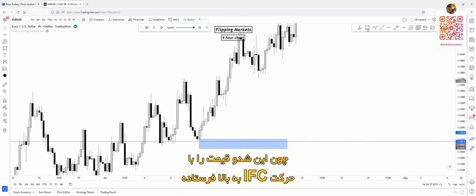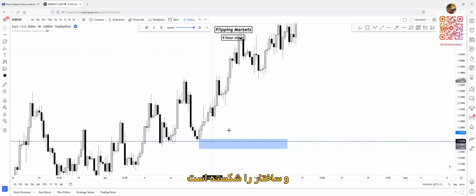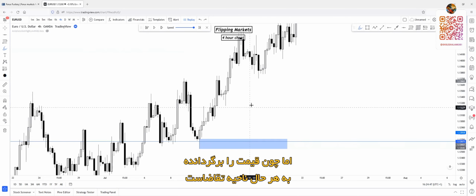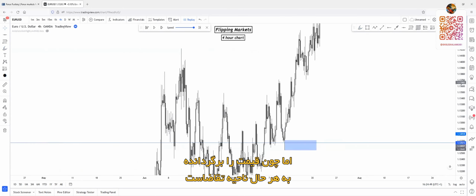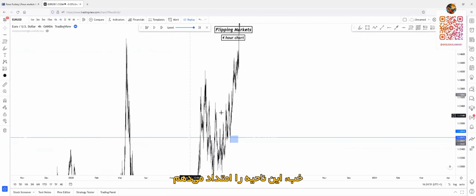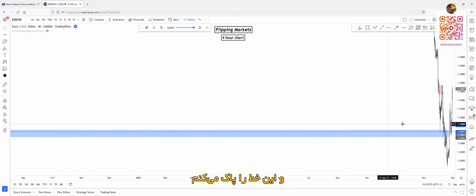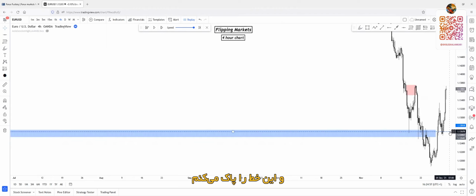Because as you can see, this wick created an efficient push to the upside here, also broke some structure. So this isn't the most valuable demand zone because it doesn't have all the 3 criteria, but it is still a demand zone because it could have reversed the price. Okay, so I just extend this zone and remove this line from here.